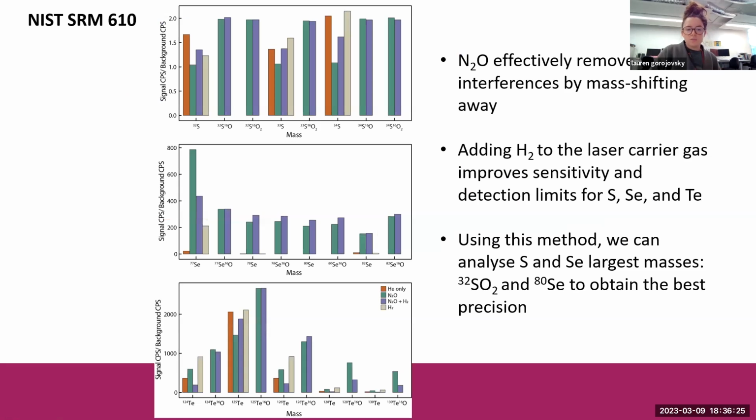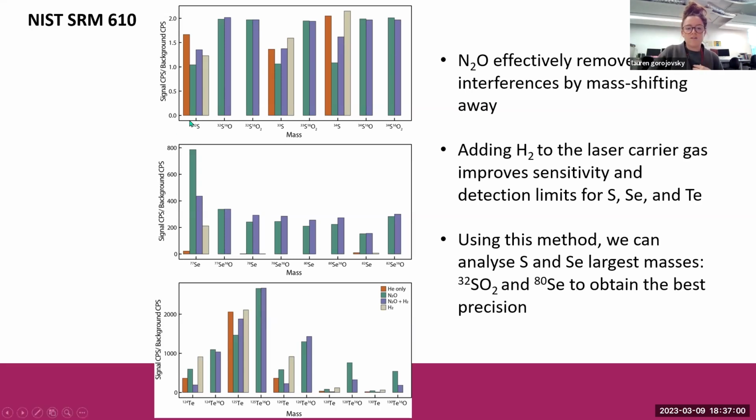I'm not going to go into too much depth about all the stuff that I've done, but essentially this method development was about testing different ways that I could enhance the sensitivity or remove interferences. And so the main ways I did this was by adding nitrous oxide, but then also adding hydrogen to the laser carrier gas. Hydrogen has been shown to increase the temperature of the plasma, and consequently, this improves the ionization efficiency of these elements.